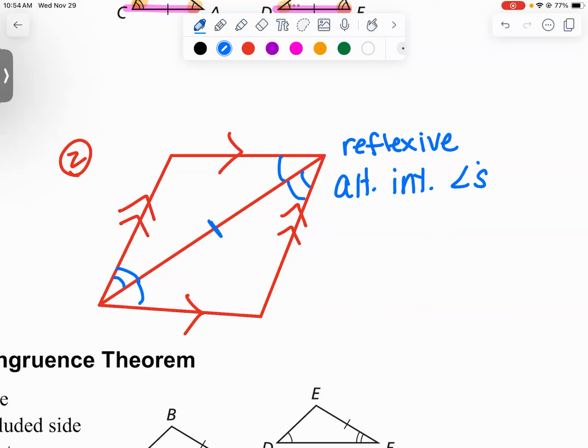Okay, so we have two pairs of angles that are congruent. And is the side in between them? So we have angle, side, angle. I understand.